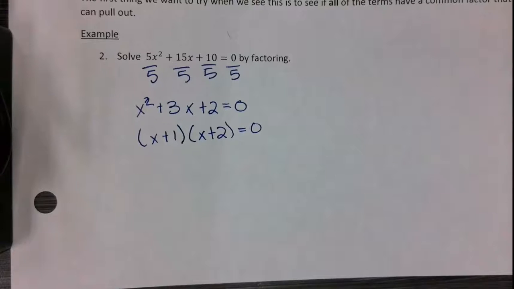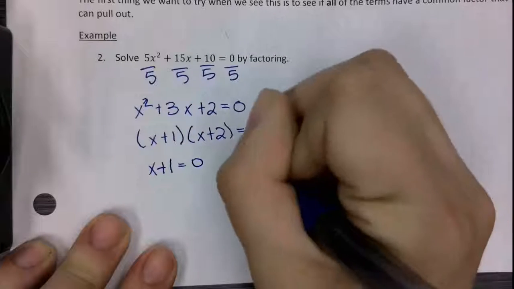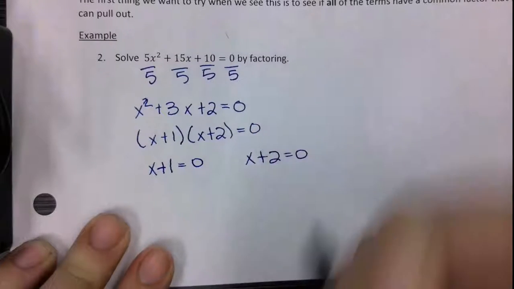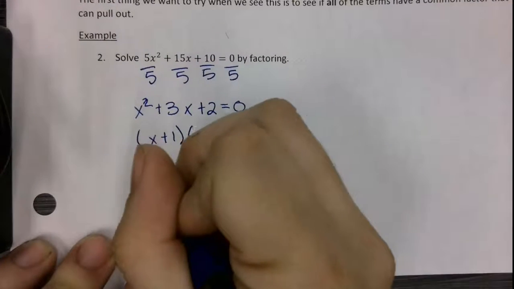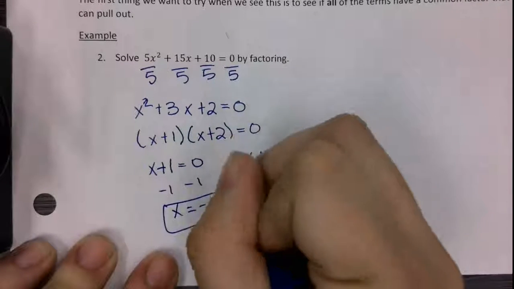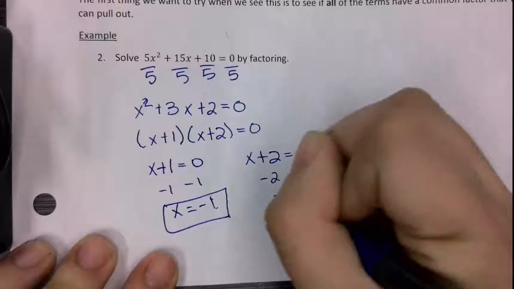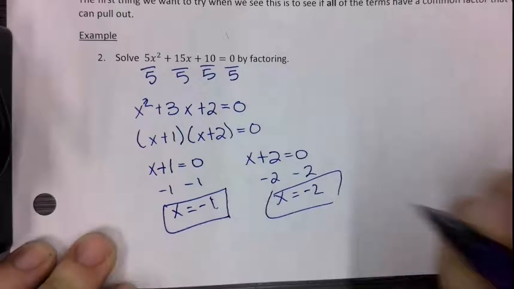Okay. And then what do I do from here? Set it equal to 0. Okay. Then I subtract 1 on both sides from my first equation. And on the second equation, I subtract 2, and I get x equals negative 2. Questions here?